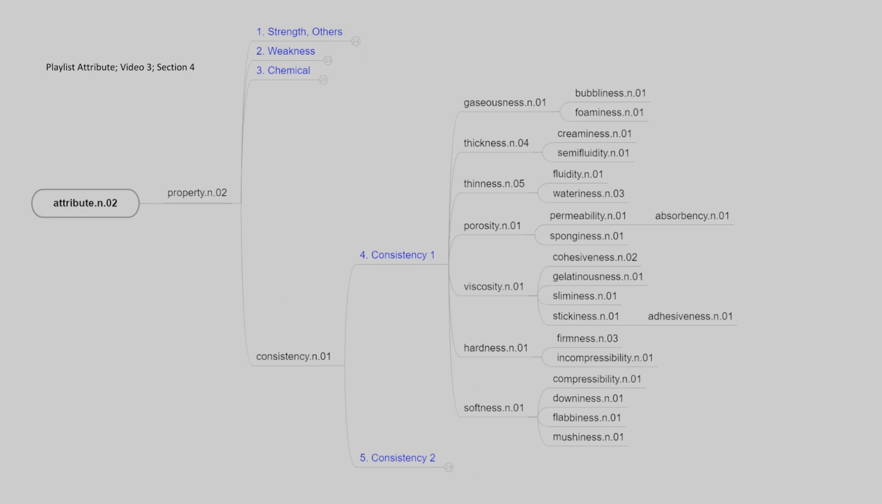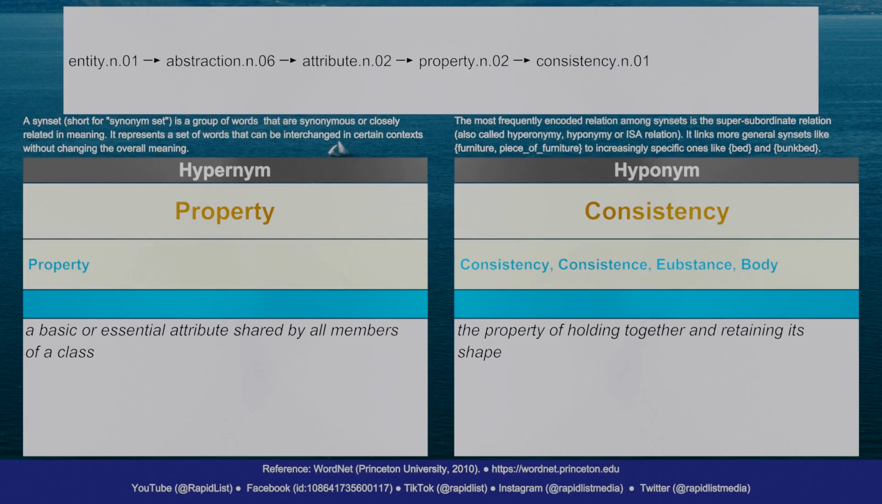Section 4. In this section we will explore the property consistency. This is the first of two sections that cover consistency. Consistency. The property of holding together and retaining its shape. When the dough has enough consistency, it is ready to bake.